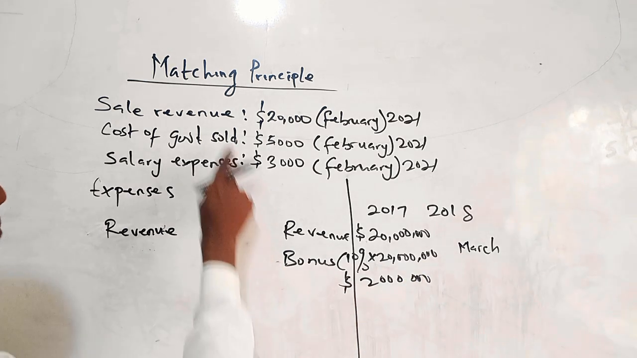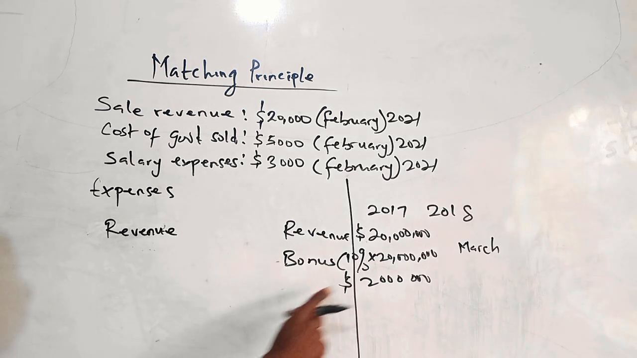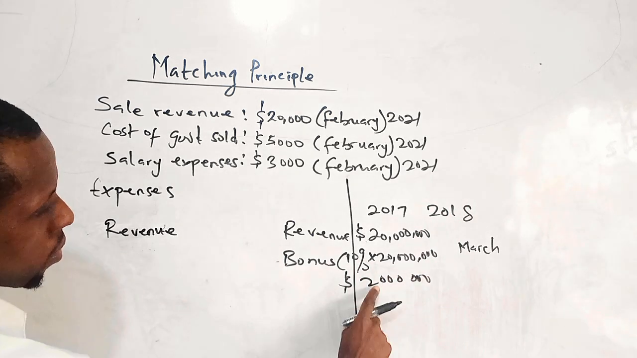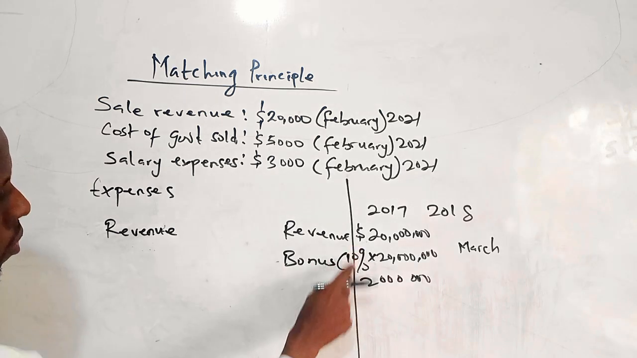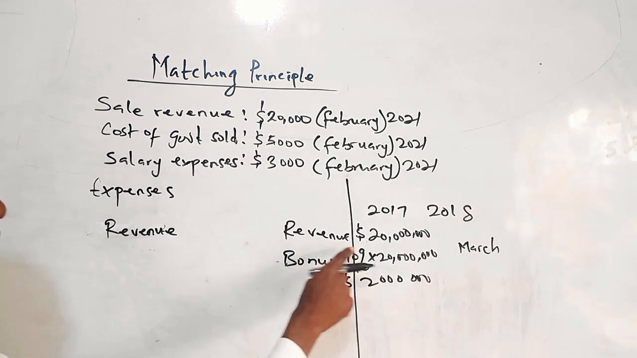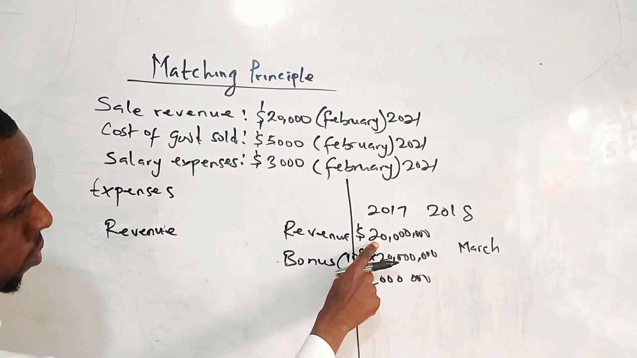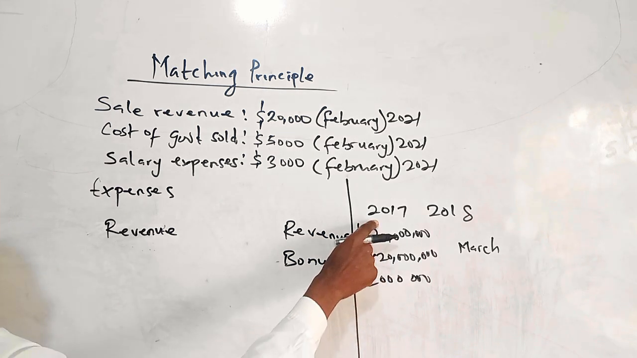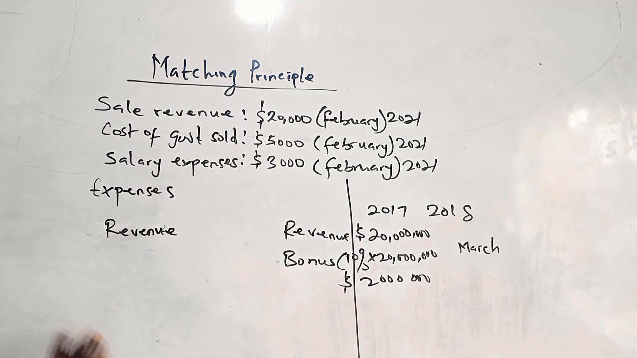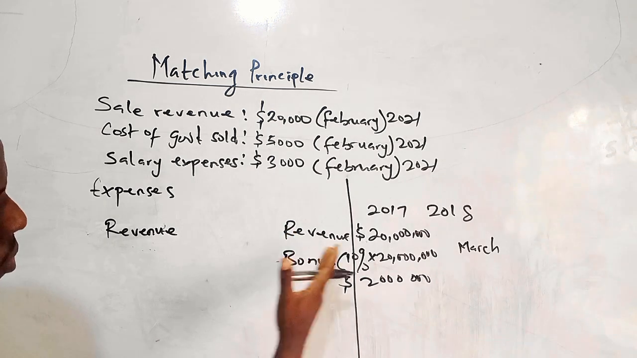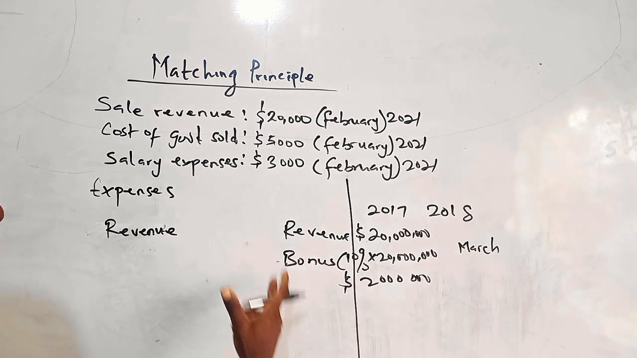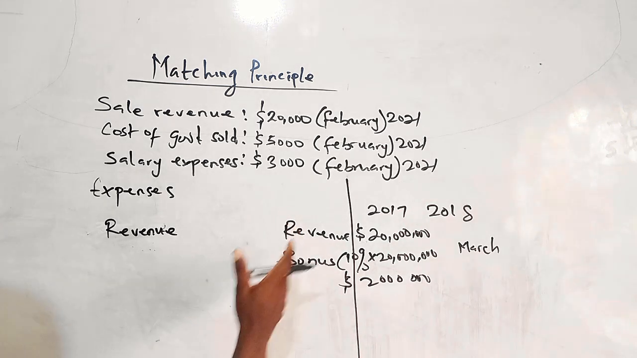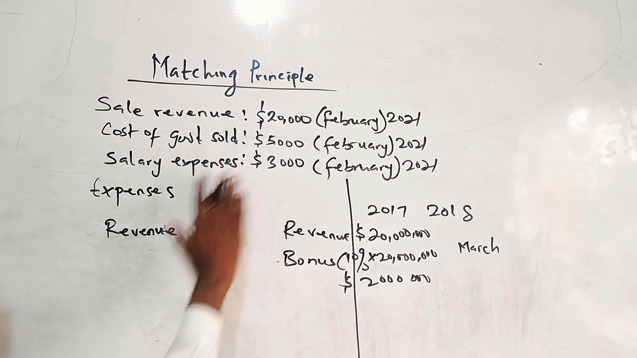So what the matching principle is saying now is that the expense, which is 2 million, should be recognized on the 2017 income statement as 2 million. So we should recognize that expense on the income statement of 2017. That's what the matching principle is all about. It's an accounting principle that dictates that companies should match their expenses with the revenue they generate for a particular year.